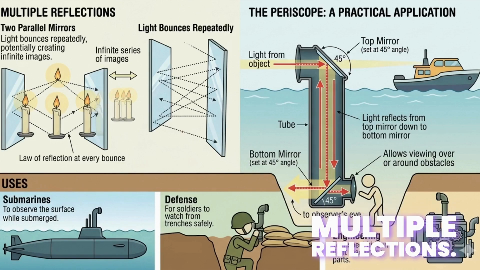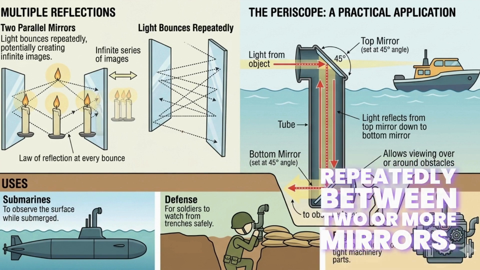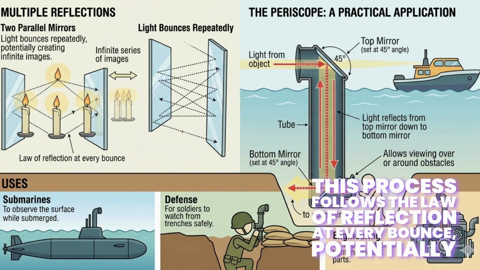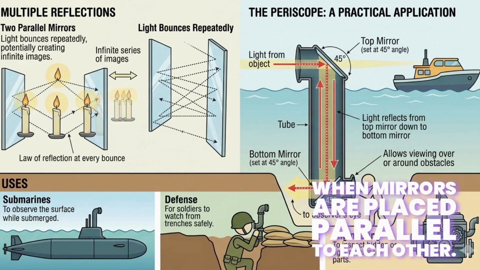Multiple reflections. Multiple reflections occur when light bounces repeatedly between two or more mirrors. This process follows the law of reflection at every bounce, potentially creating an infinite series of images when mirrors are placed parallel to each other.